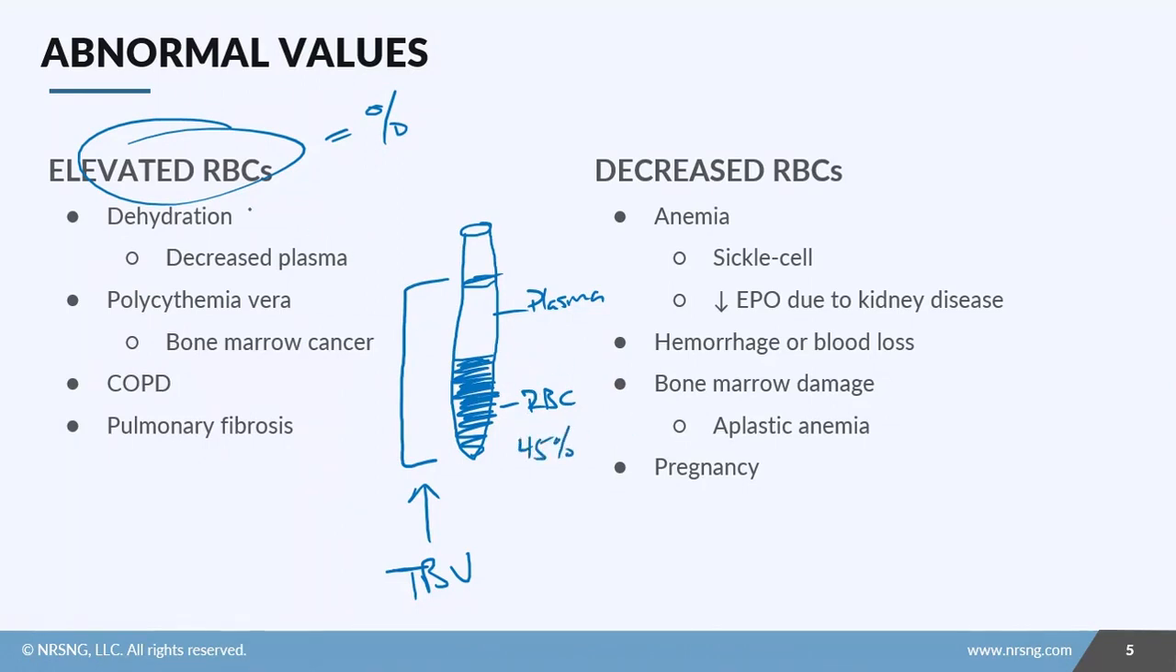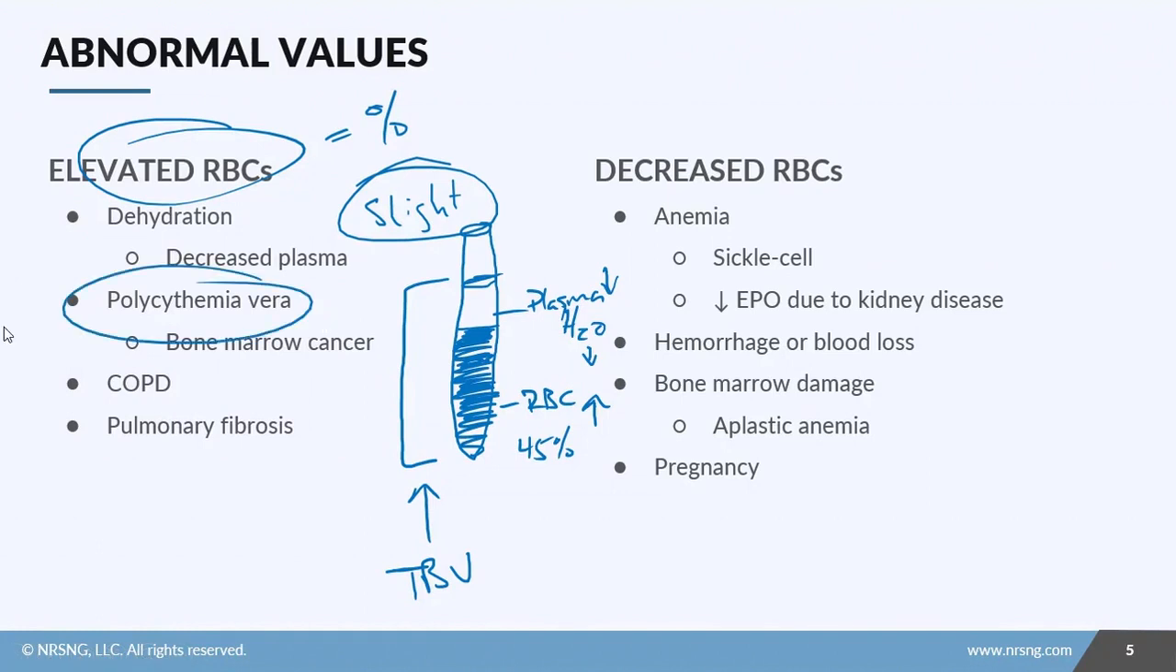So what happens when they're increased? Well, if you're dehydrated, that means the water content is decreased in the plasma. So the plasma decreases, and your red blood cell count goes up. Now this is only going to be a slight increase. It's not a real high increase. It's just a slight increase.